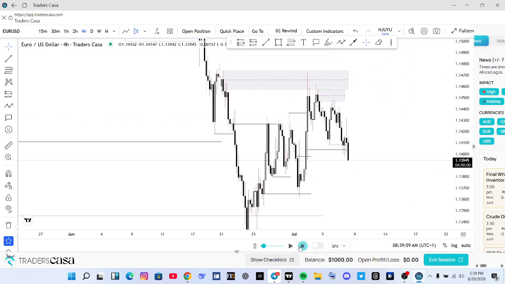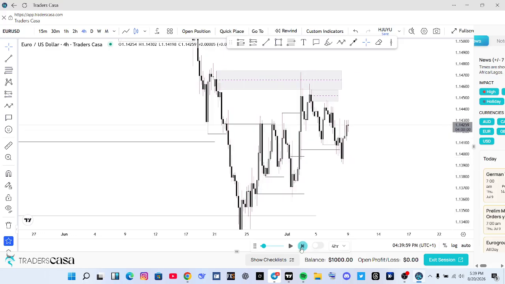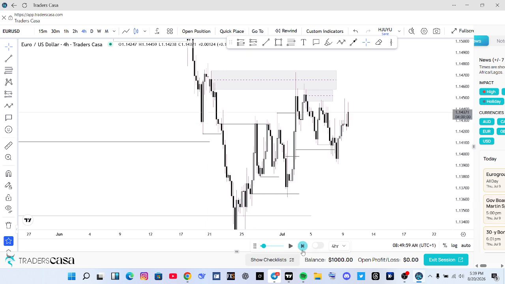So price is still dropping and dropping. Price has given us a move to the upside. Okay, I think the buyers want to take control now.